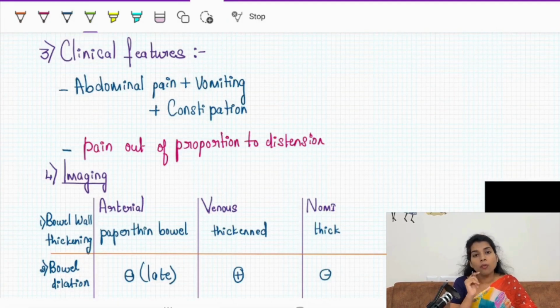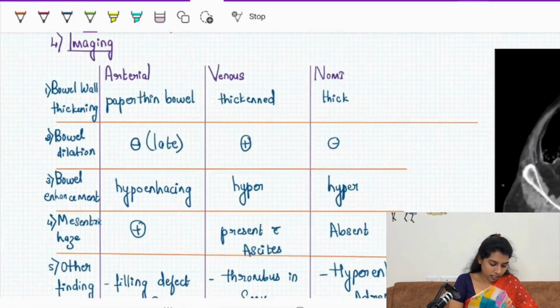Right. So, what makes the difference between an ischemic bowel disease and any other obstruction? It is that the abdominal pain will be out of proportion to the amount of abdominal distension the patient is experiencing, right? So the pain is the predominant feature in ischemic bowel disease. Now, we'll go to the imaging next.